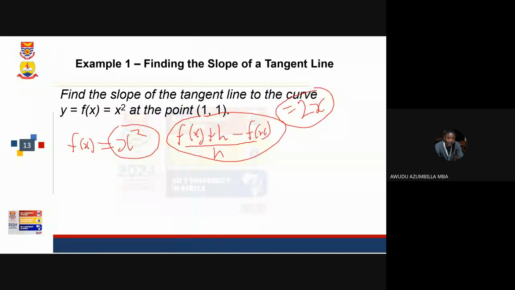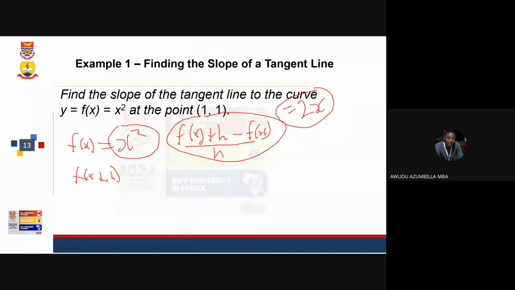Okay. So first of all, we need to what? The 4 steps that we have gotten. First of all, we need to find our f of x plus h first. This is what we are going to find first. Now, what is f of x plus h?